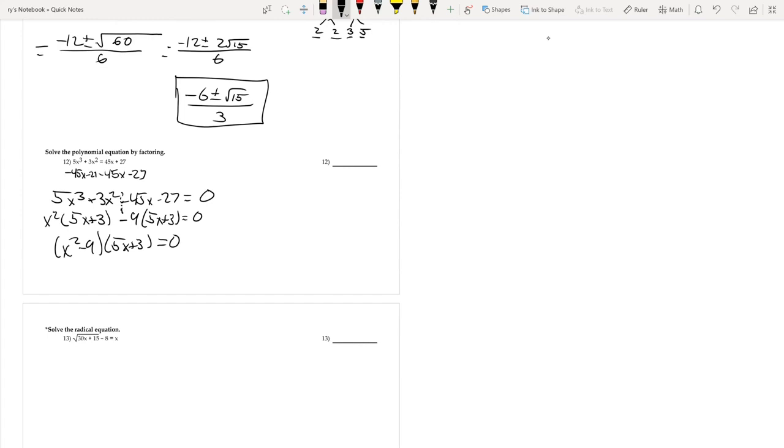And then there's one more step of factoring. I can take this x squared minus 9. That's a difference of perfect squares. So that simplifies to x plus 3, x minus 3. And then we still have that 5x plus 3. So setting them all equal to 0, x plus 3 equals 0, x minus 3 equals 0, and also 5x plus 3 equals 0. I end up getting x is equal to -3, 3, and -3 over 5.